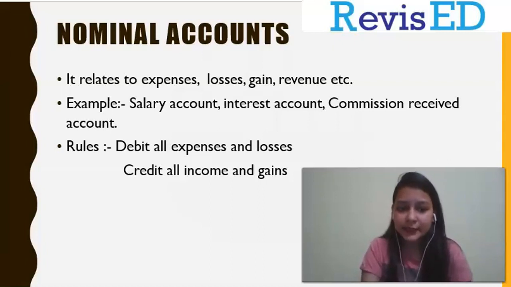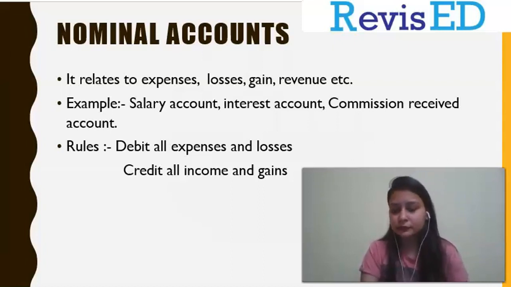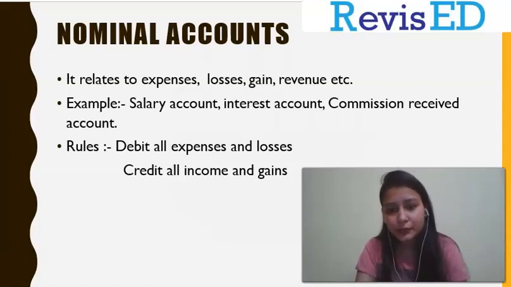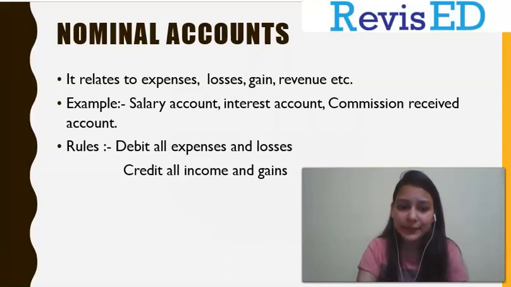So these are the three rules that we have read. What are those three rules? First is the personal account: debit the receiver, credit the giver. Second was the real account: debit what comes in, credit what goes out. Nominal account: debit all expenses and losses, credit all income and gains.